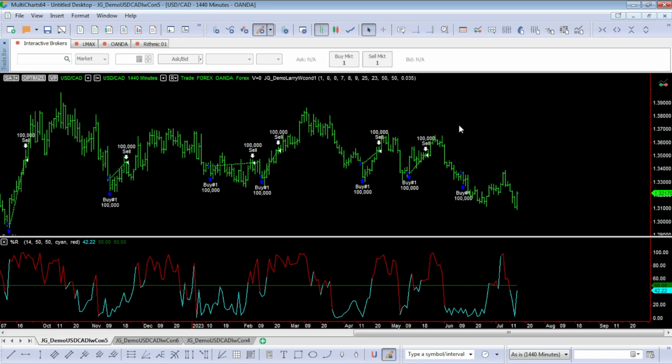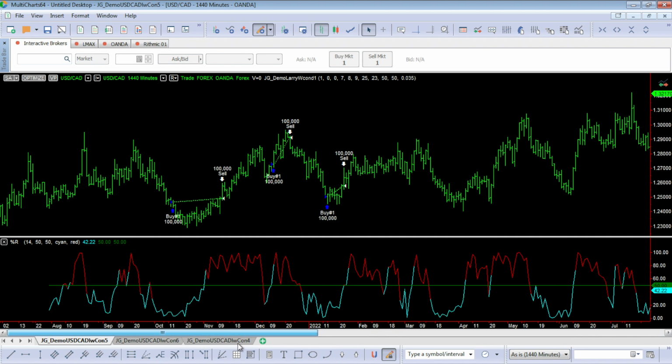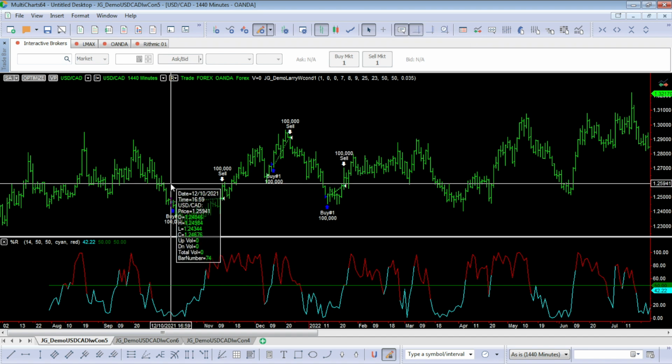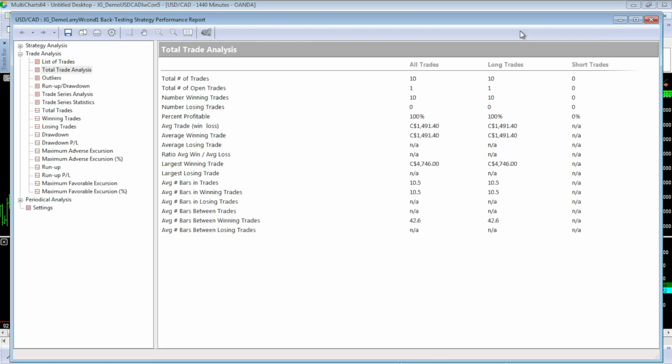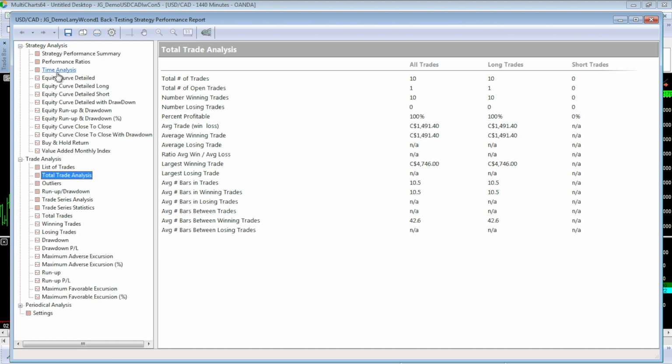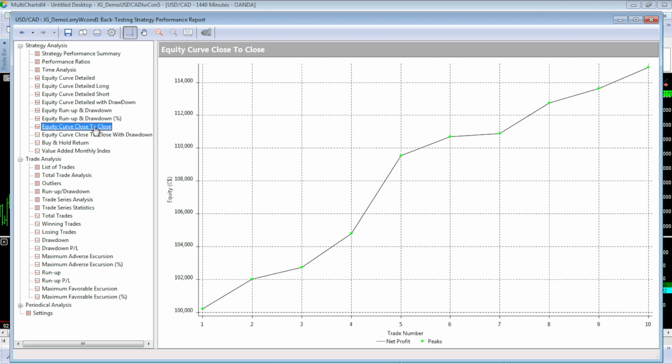In this first workspace, we're going to be looking at data from October 2021 through to July 2023. If I scroll back, we can see through the trades, and we can see that the first trade is in October 2021. Looking at the performance report, we can see we've had a total of 10 trades and we've got 100% winners. There's what the equity curve looks like. In fact, there's the close to close, and you can clearly see that every trade there was a winner.